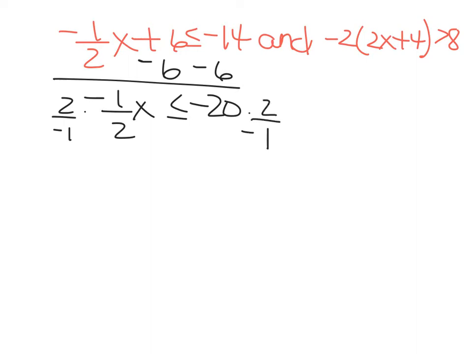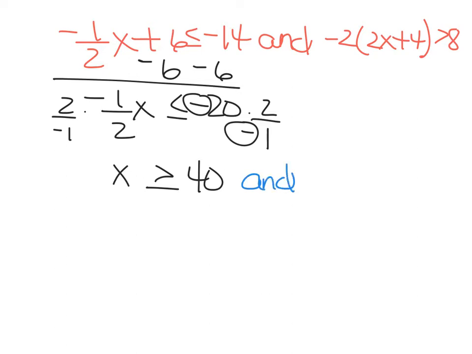Which means I'm going to flip the sign, and I get 2 negatives and make a positive, so x is greater than or equal to 40. Or you could have multiplied everything by 2 there and then solved it from there, however you wanted to solve that problem. And then the second one, of course, we have the word and.